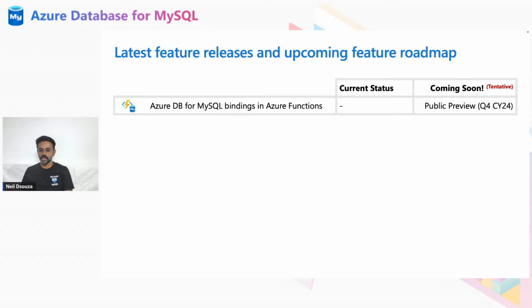So to start with, we have Azure Database for MySQL bindings in Azure Functions going into public preview in a few days. This will ensure native support for input bindings, output bindings, and a function trigger for Azure Database for MySQL Flexible Server. So it will help you to read data from an Azure Database for MySQL into a function, save the data back to the MySQL database, or even trigger a function when a change is detected in a MySQL table.